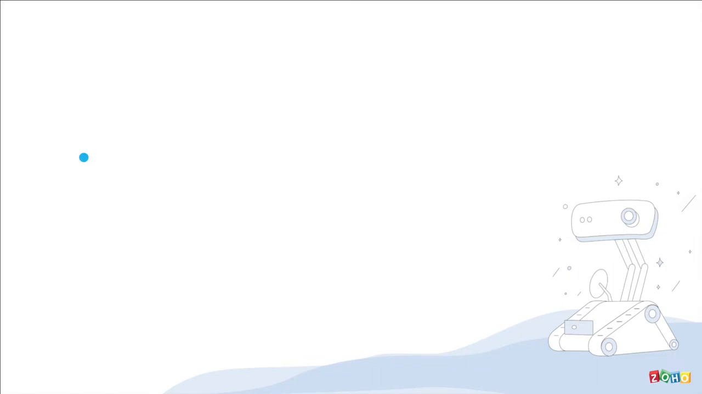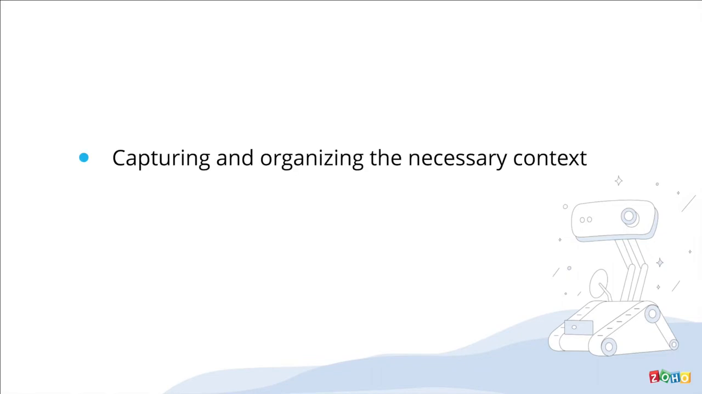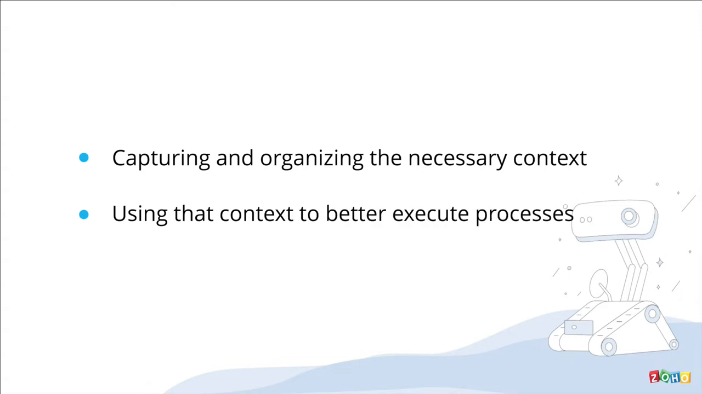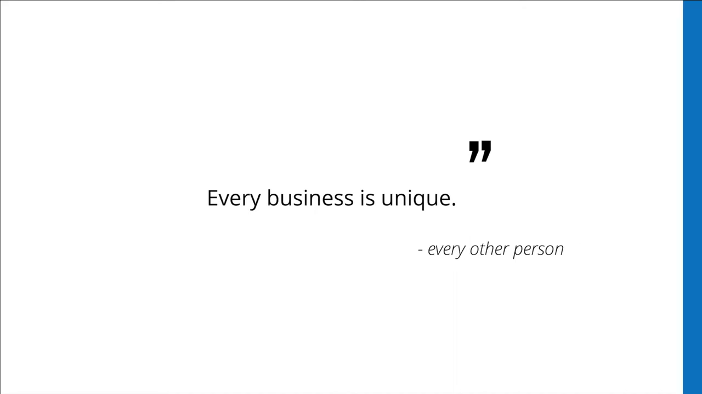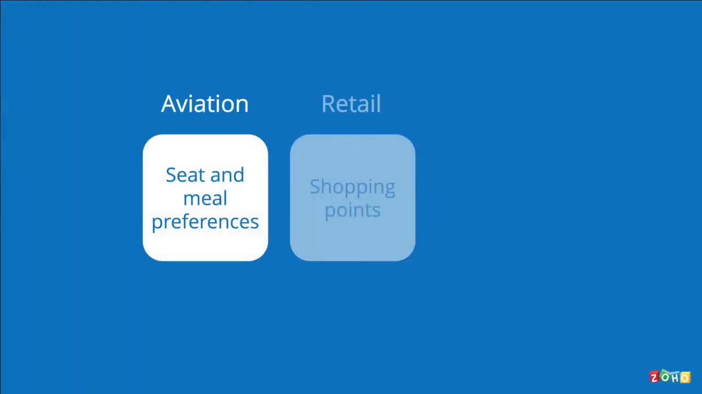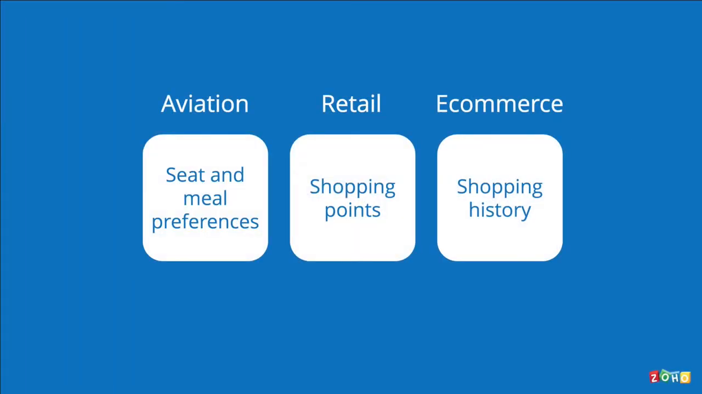In Zoho Desk, there are two parts to process automation: capturing and organizing the necessary context, and using that context to better execute processes. Let's go through each one in detail. There are nuances of your business that only you understand well. Depending on what your organization does, you might choose to maintain a particular kind of customer information. So how does Zoho Desk help you bring vast amounts of customer context within the reach of your support team?